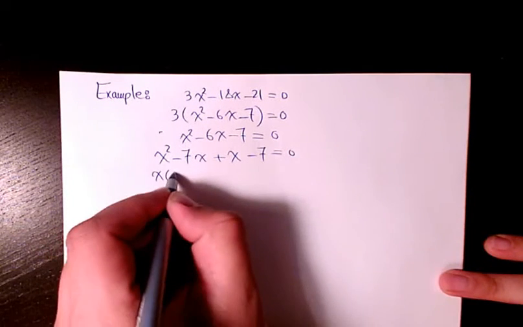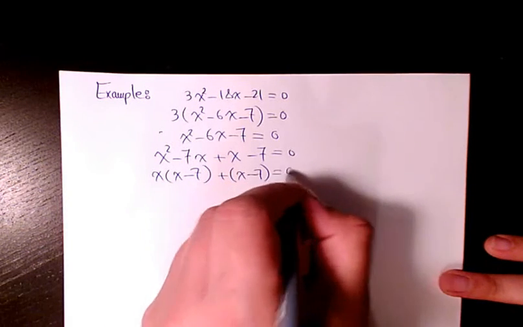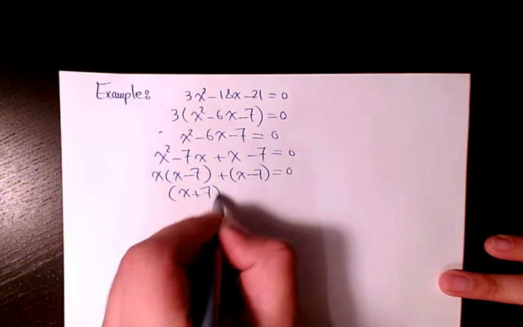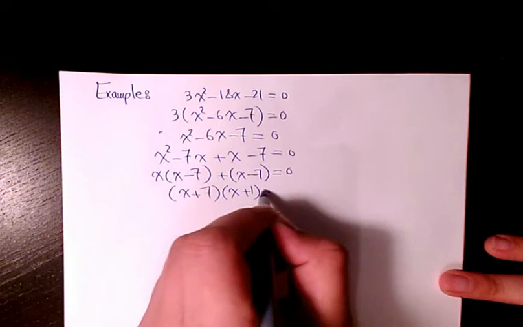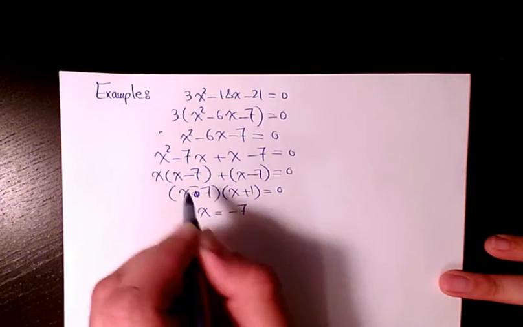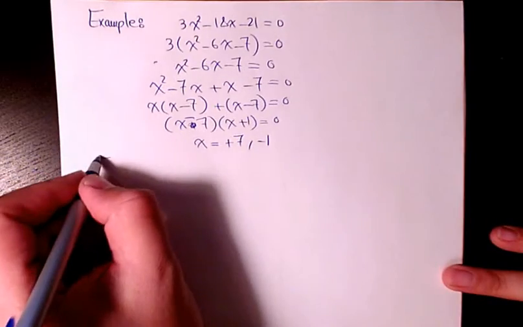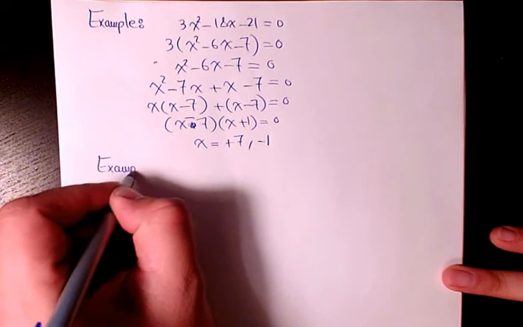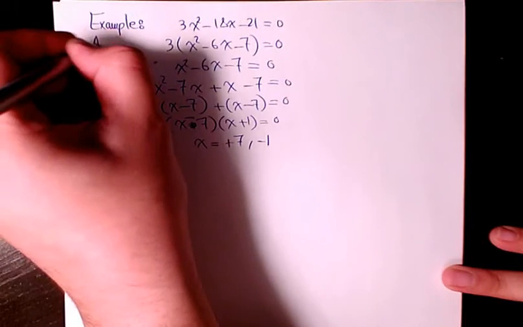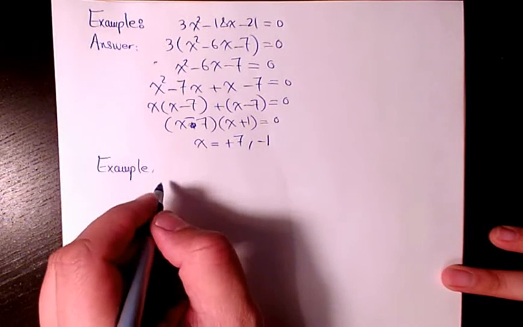So that's going to be x minus 7 times x plus 1 equals 0. So the numbers for x are going to be positive 7 and negative 1. That was the answer. Next example.